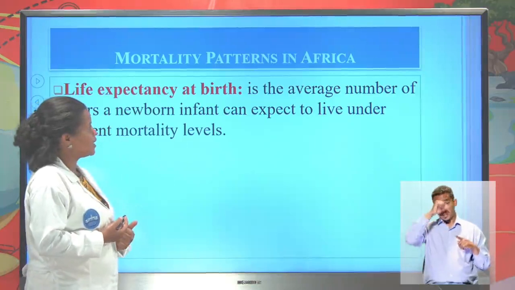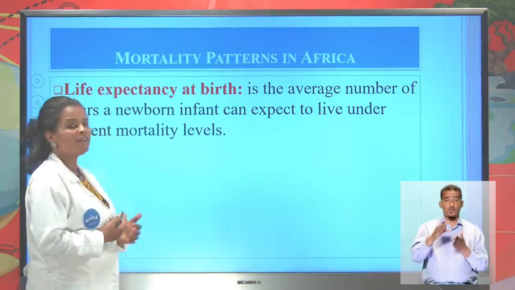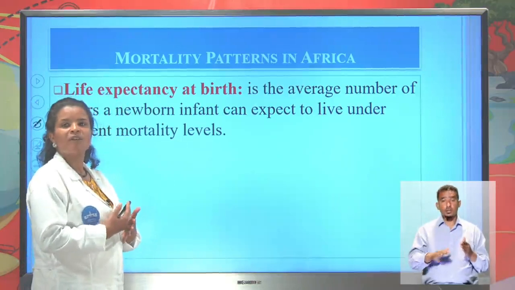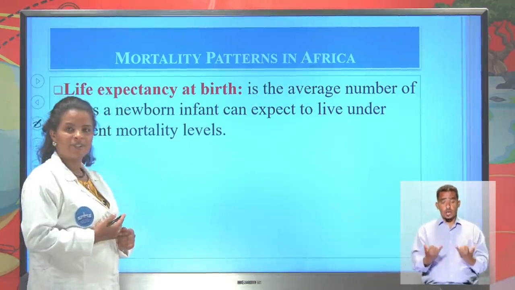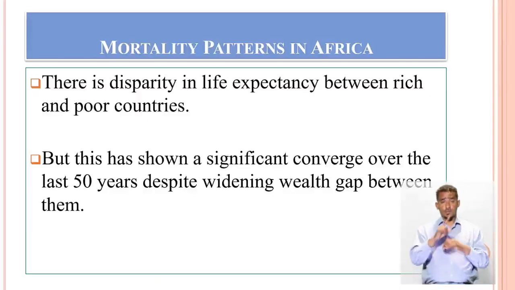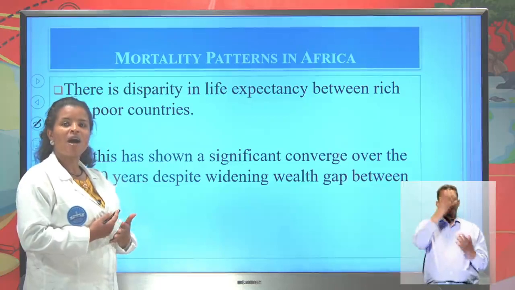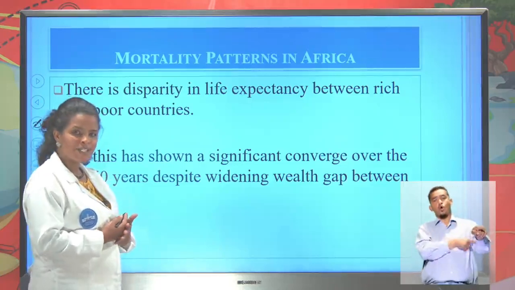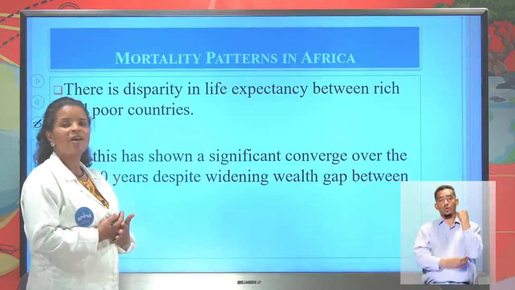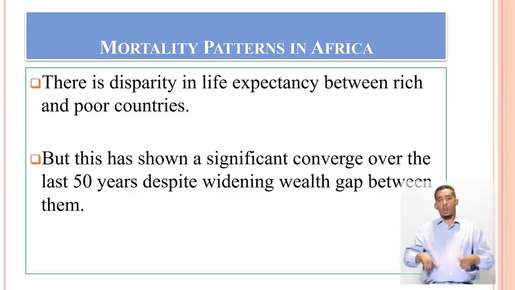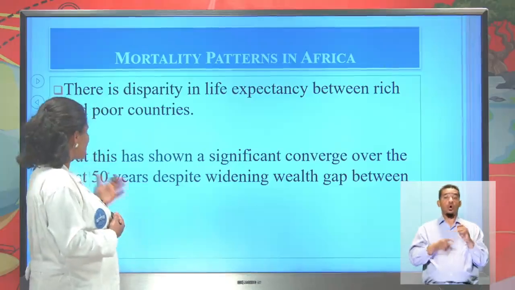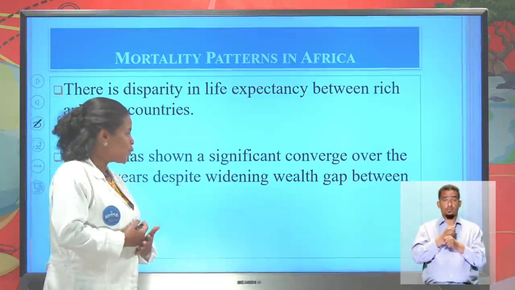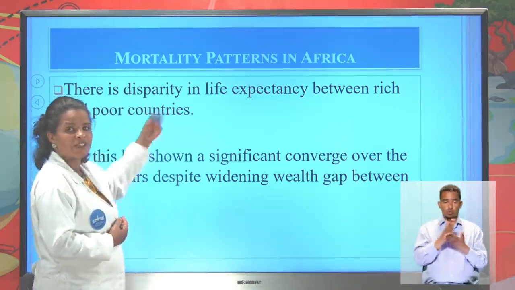Life expectancy is the average number of years a newborn infant can be expected to live under current mortality levels. There is a disparity in life expectancy between rich and poor countries. Rich countries have long life expectancy, but poor countries have low life expectancy. But this gap has shown significant convergence over the last 5 years, despite the widening wealth gap between the rich and poor people.